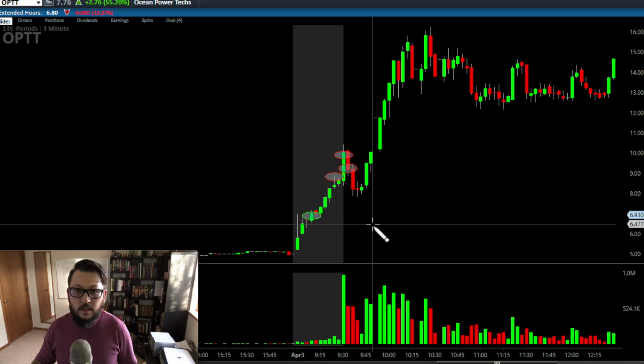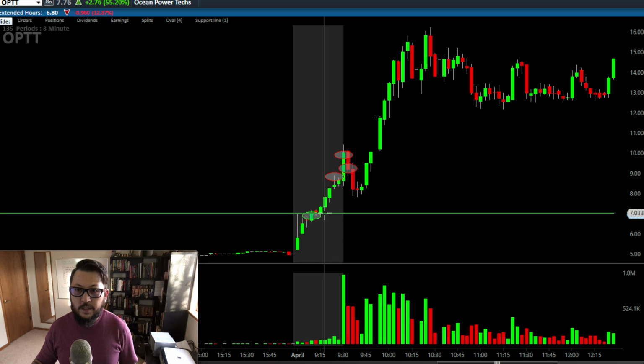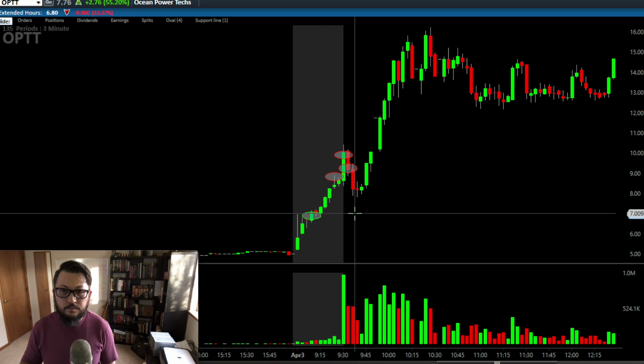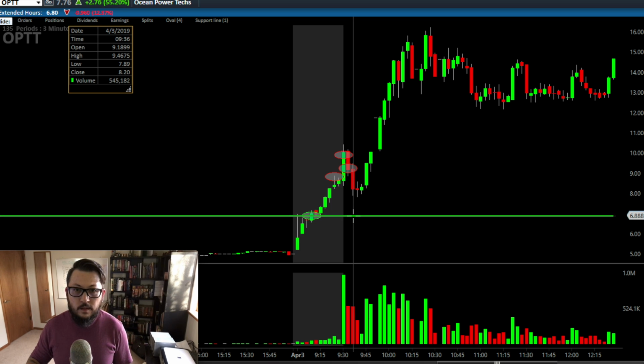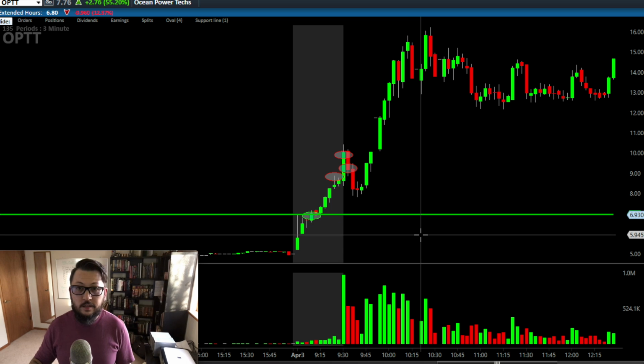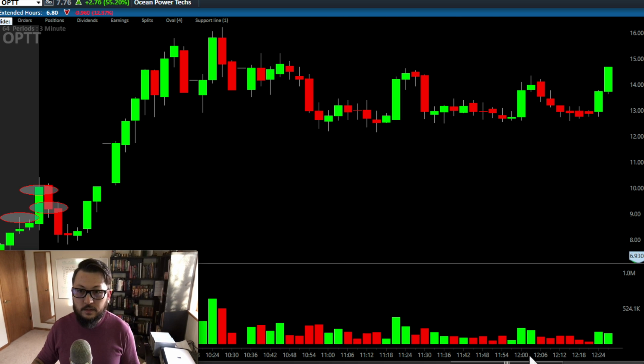And let me draw a line at my entry price. So right around there was my entry. And this trade was really quick. I'm going to zoom in a little bit. This is a 3-minute chart still.